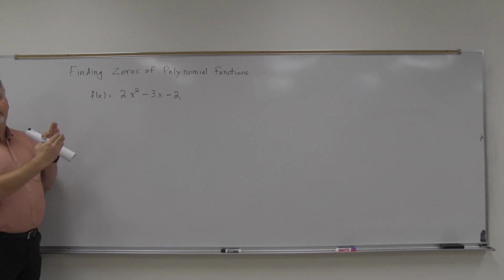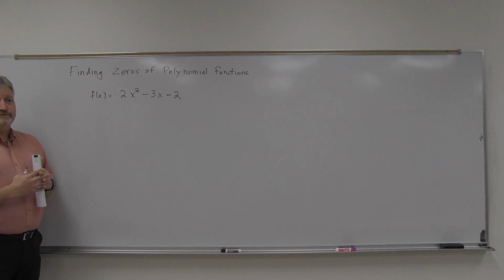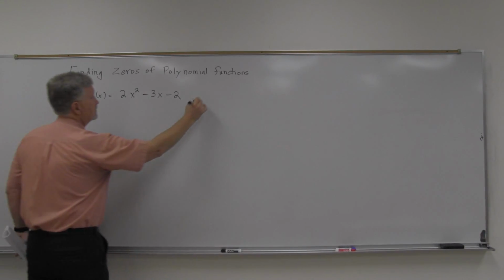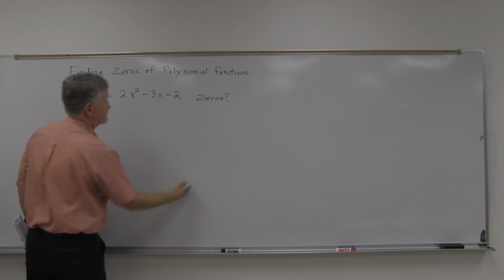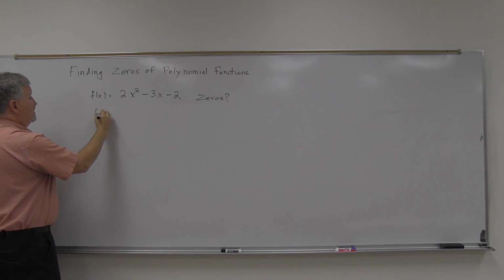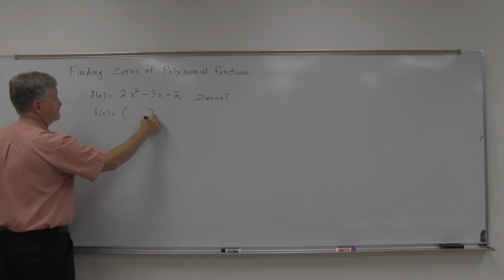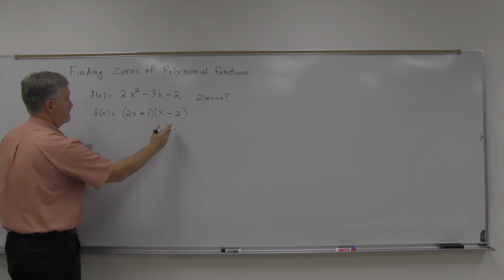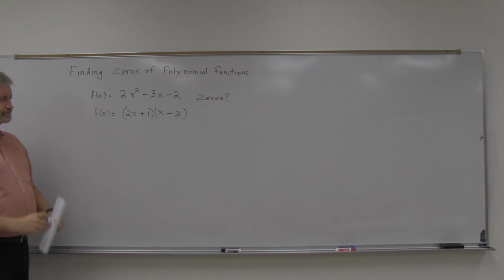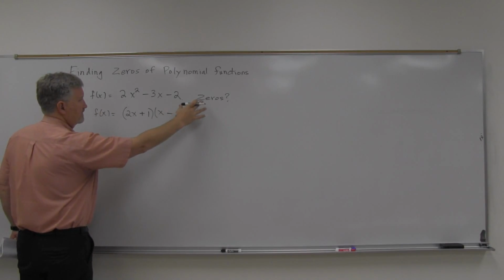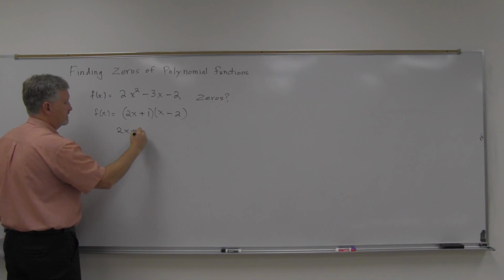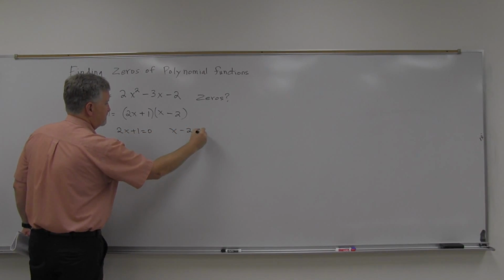All right, so zeros are what makes the function value 0, right? And the way we did this one was we factored it. So what are the zeros? Well, this one factors, so let's do that first. 2x and x, minus 2 here and plus 1 there, right? That'll be the factoring. And then I want the zeros, what makes the function value 0, so I'm just going to set these equal to 0.